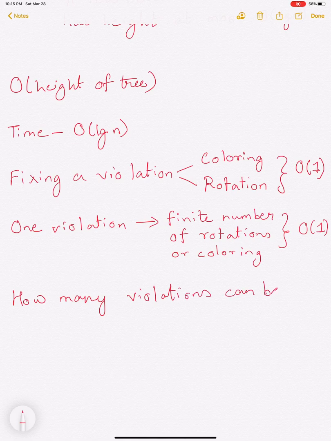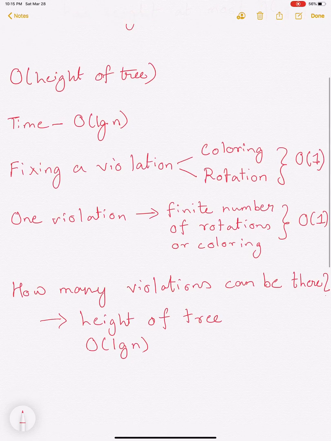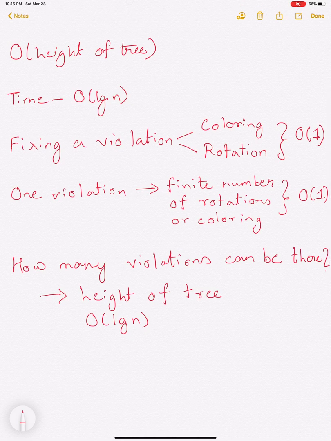To answer this question, we have to look at the height of the tree. The height of the tree will tell us how many violations are there, because we are going to start from the leaf and move all the way to the root of the tree. Now height is O of log n. And once again, we are not going to prove this, but that is the height of a balanced tree. Therefore, the number of violations is at most O of log n. I should be correct here, because that's the height.